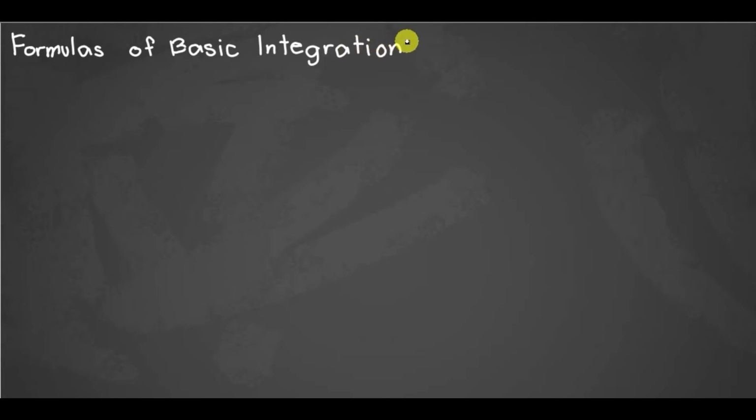There are 5 basic integration formulas. In these formulas, u and v are differentiable functions of x, and the letters a, n, and c are constants. Now, in this video, let's first understand how to evaluate the following basic integration formulas.